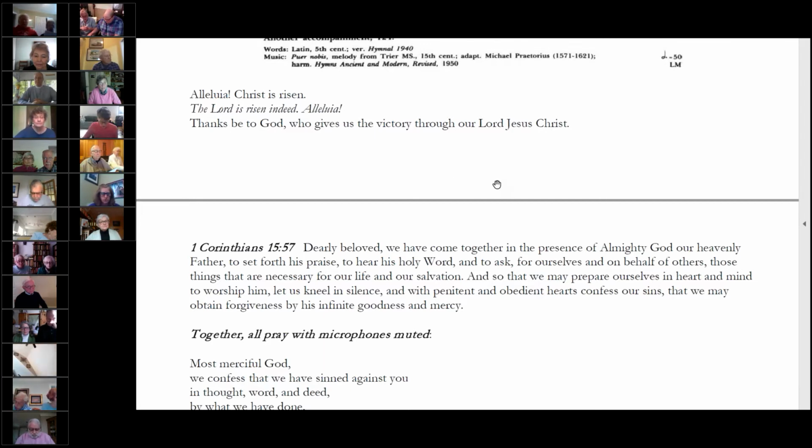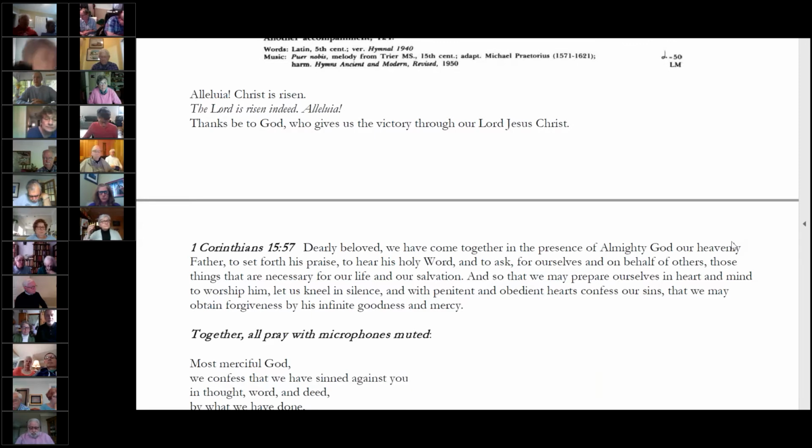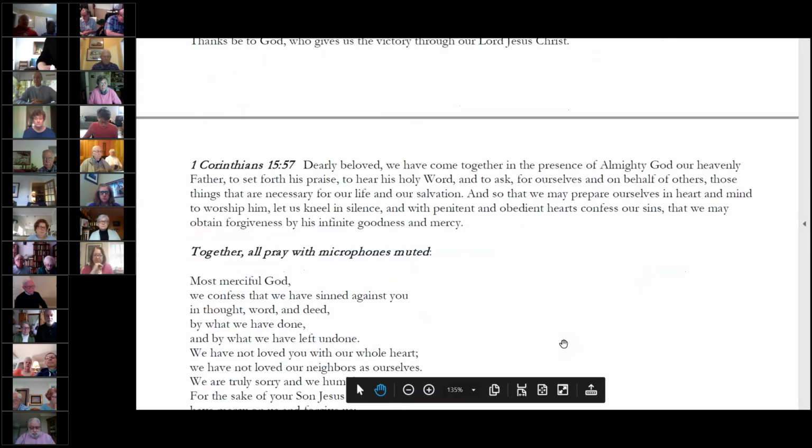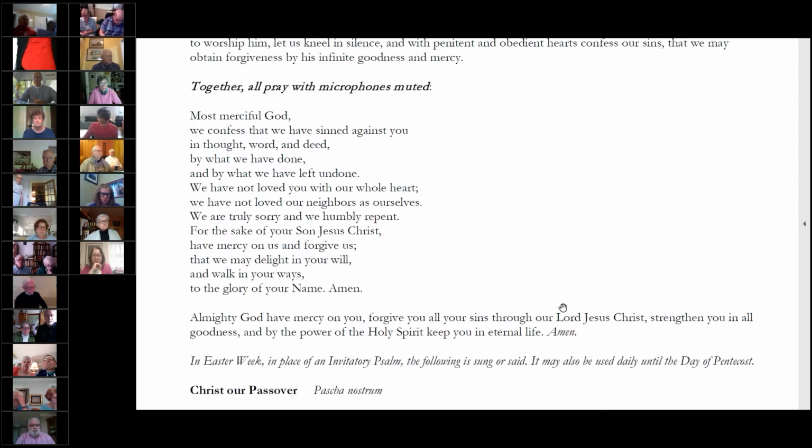Dearly beloved, we have come together in the presence of Almighty God, our Heavenly Father, to set forth his praise, to hear his holy word, and to ask for ourselves and on behalf of others those things that are necessary for our life and our salvation. And so that we may prepare ourselves in heart and mind to worship him, let us, in silence and with penitent and obedient hearts, confess our sins, that we may obtain forgiveness by his infinite goodness and mercy.